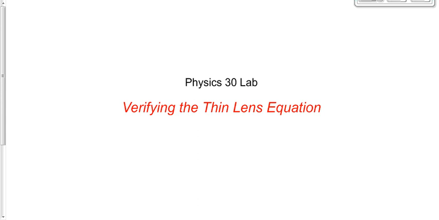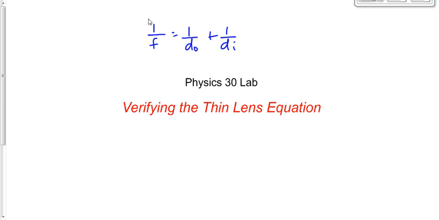Today we're going to do a lab in which we're going to try to verify the thin lens equation. If you remember the thin lens equation we learned last week, it says 1 over f is equal to 1 over d_o plus 1 over d_i. We've used that a lot. You've trusted me that it's valid, that it's correct. Today we're going to try to show that it is correct so that you don't have to trust me anymore.